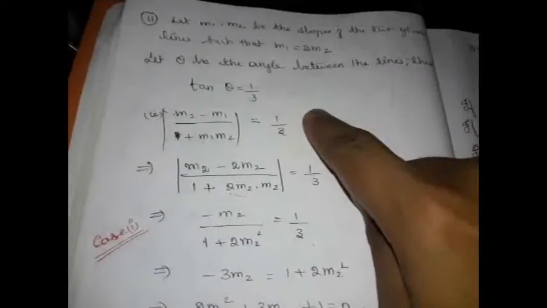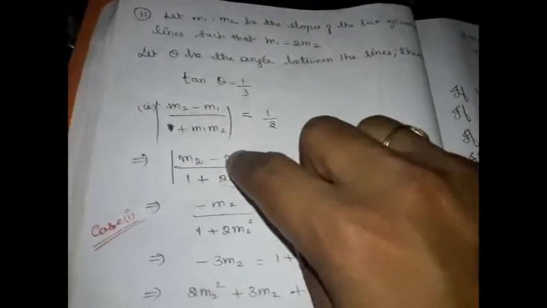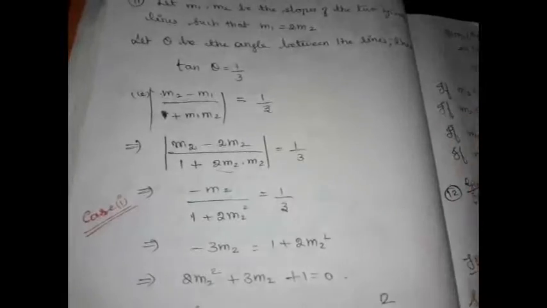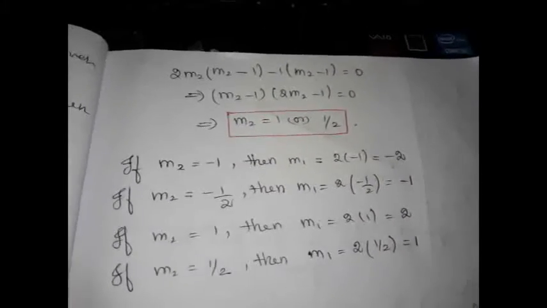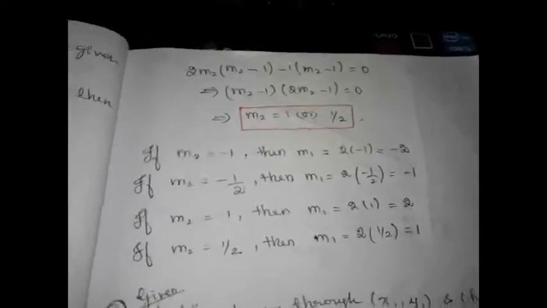If m2 is minus 1, then m1 is going to be 2m2, so 2 times your m2 value. Likewise, we have to find the corresponding m1 values. Thus we have found the slopes of the lines. So what we have done in this problem: the m1 and m2 relation is given, tan theta is 1 by 3, but the tan theta formula is inside a modulus, so we have taken two cases. What will happen if the value is positive, what will happen if the value is negative, then accordingly we found the slopes. Yes, hope you understood. Let us move on to the next question now.